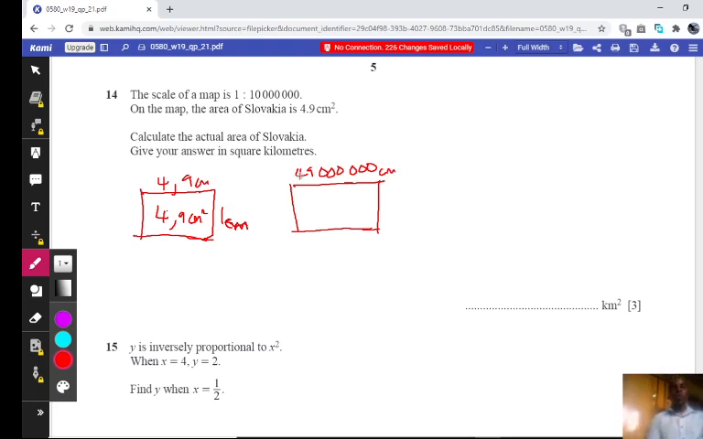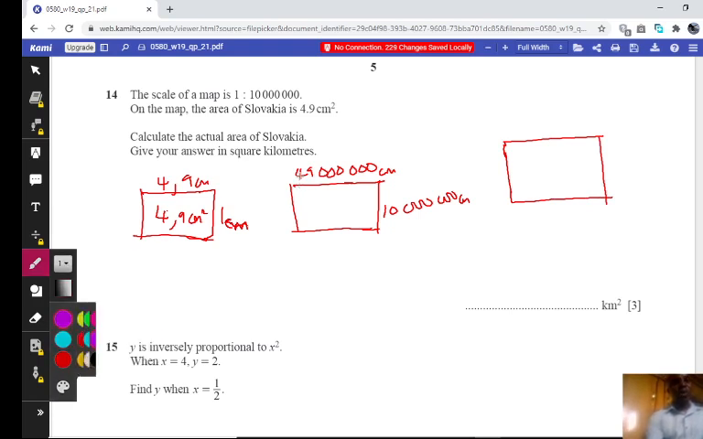This one is actual on the ground. Then 1 centimeter is 10 million given there, actual on the ground. But what you want is our area in kilometers, right? So we have to draw another triangle. Then on this triangle, convert this 49 million to kilometers.